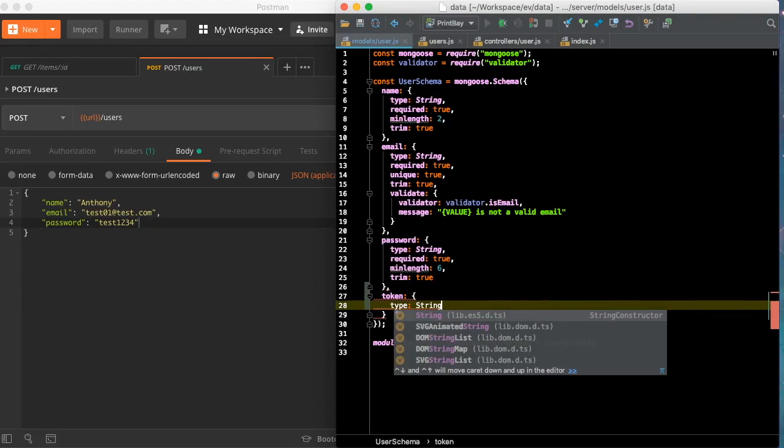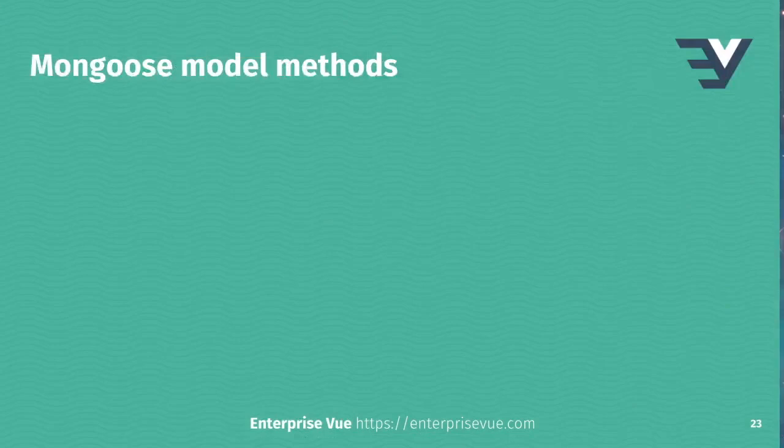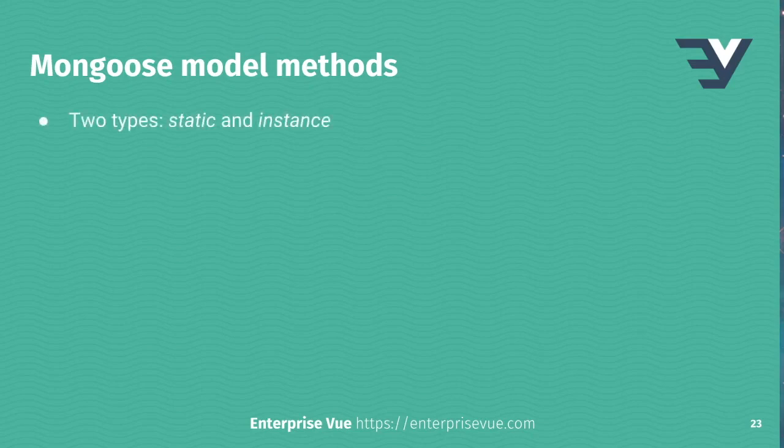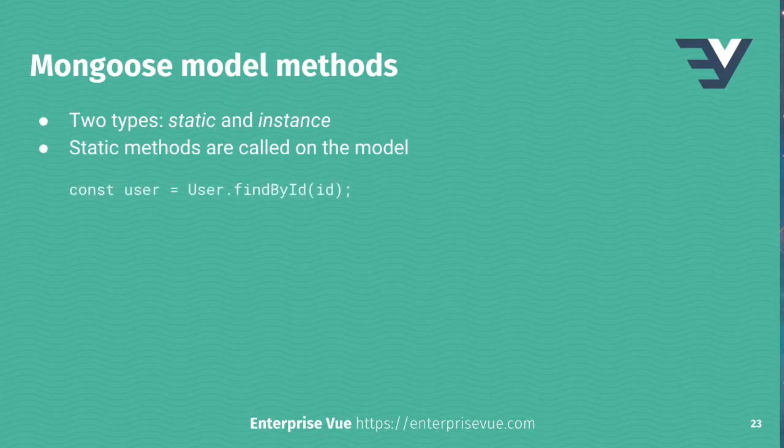Next, we're going to write a method on the model that will generate the token. Before we do that, we need to be aware of the types of methods that are available for Mongoose. So there's two types: static methods and instance methods. Static methods are called on a model, for example, the findById method. Now, static methods are generally used to query or update multiple documents.